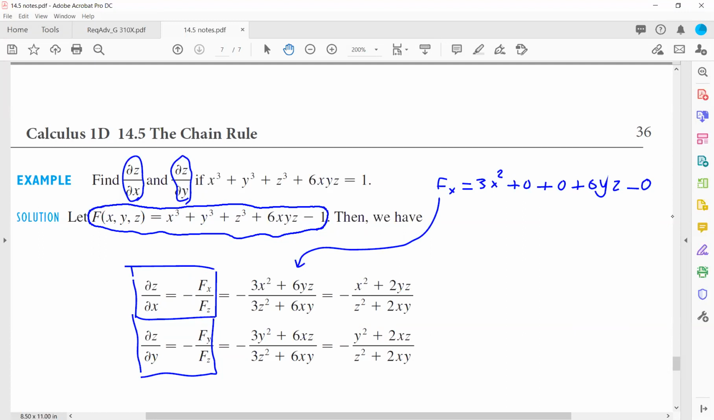Then, let us calculate f of z. The partial derivative with respect to z. The first term has no z in it, 0. The second term, the same. Third term, 3z squared. Next term has z in it, so you have 6xy. And finally, you have a constant, the derivative is 0. This expression, 3z squared plus 6xy goes on the denominator for both of these.